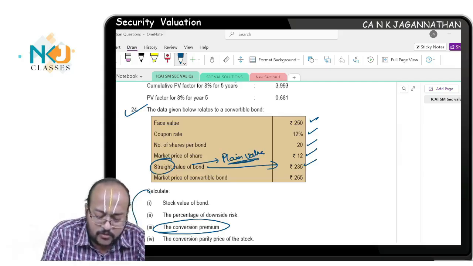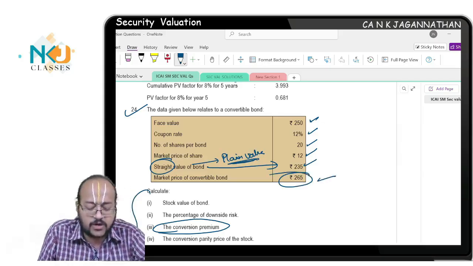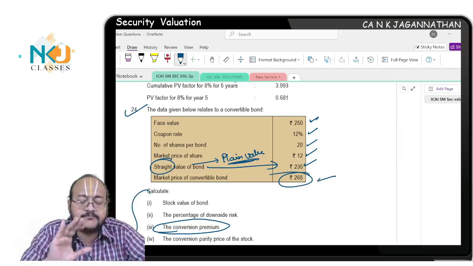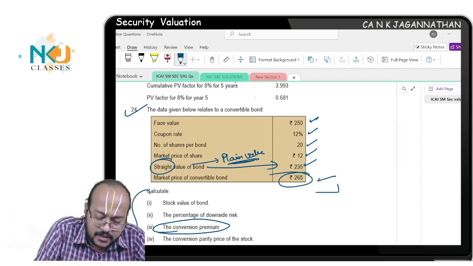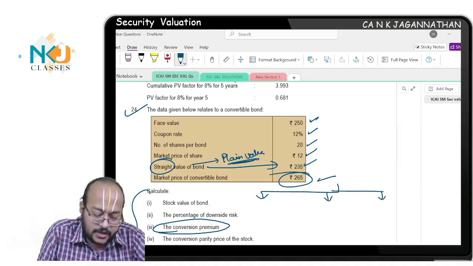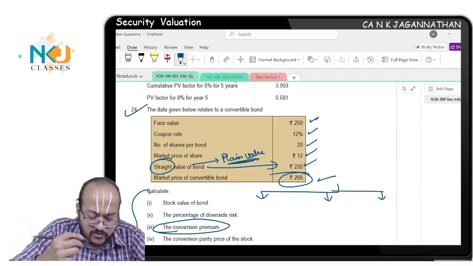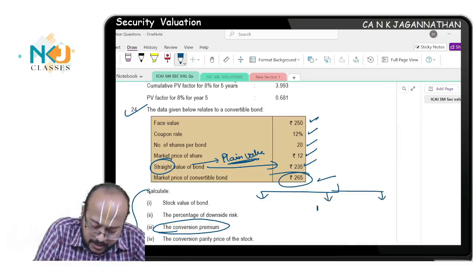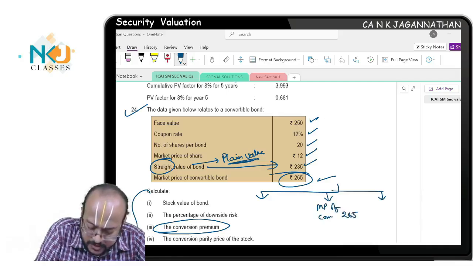Market price of convertible bond, this is the current market price of the convertible bond. If you observe, there are three prices of the bond. Face value, leave the face value. One is the market price of the convertible bond, which is 265, correct?